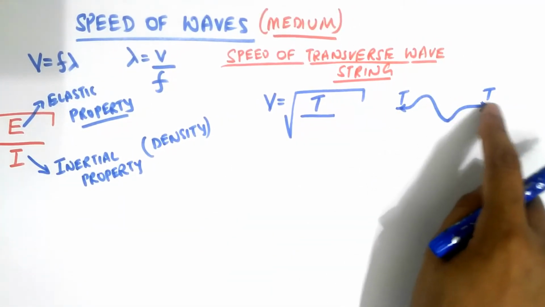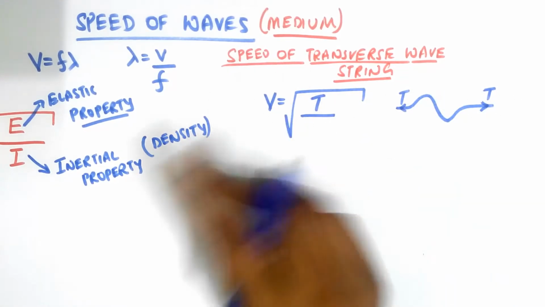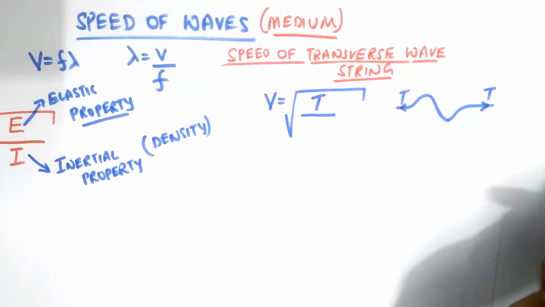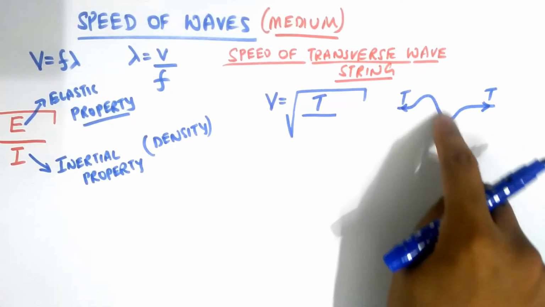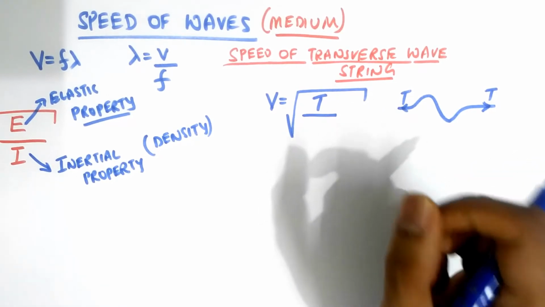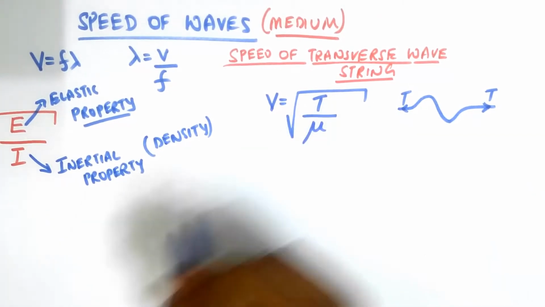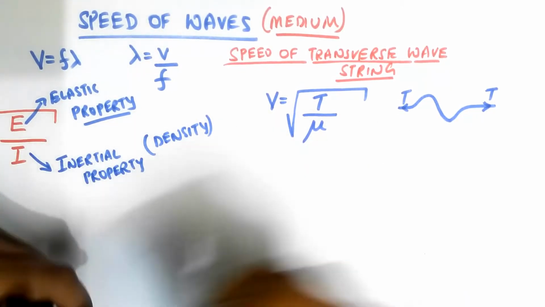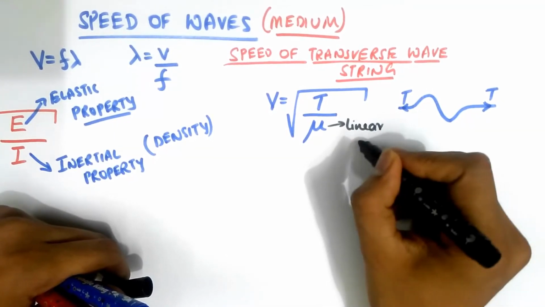Now, when we are talking about a string, we're going to treat it as a one-dimensional medium, right? I mean, we can neglect all the area and everything, cross-sectional stuff. Anyways, since it's one-dimensional, we're going to use linear density. So mu, this guy, is linear density. So that's mass per length.